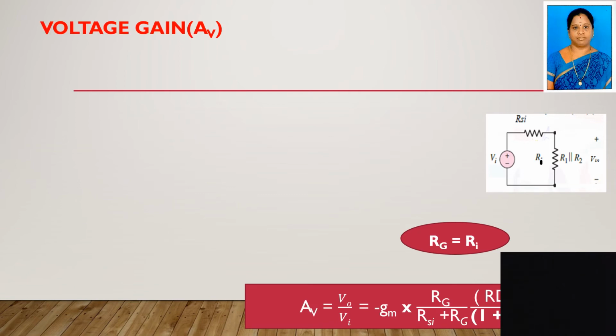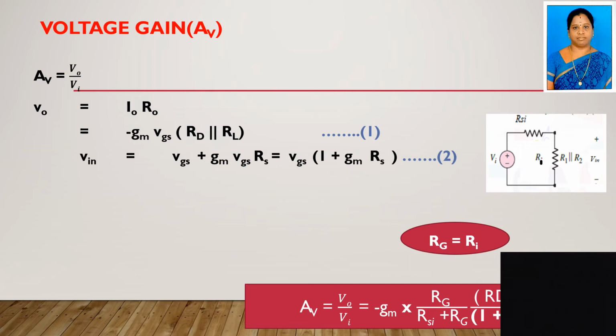The next one is to find the voltage gain. What is voltage gain? It is nothing but V0 by Vi. So first of all, we have to find V0. V0 is I0 into R0. So I0 equals minus gm into VGS. Next we have to find Vin. Vin is nothing but VGS plus gm into VGS into RS. In that, you take VGS common outside, and you will get 1 plus gm into RS multiplied by VGS.